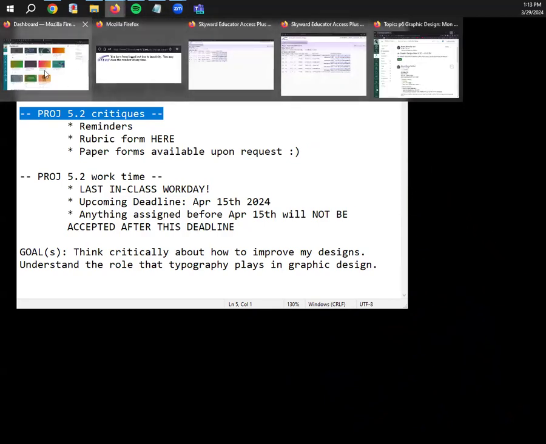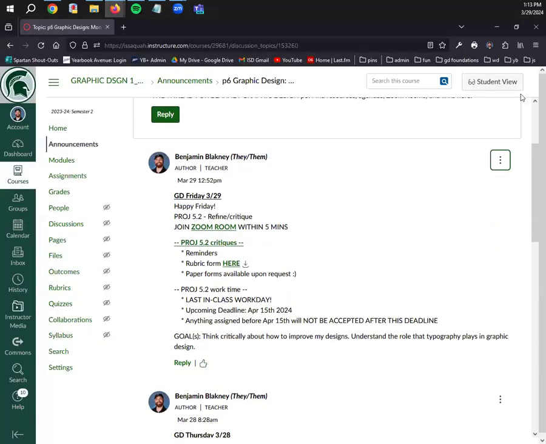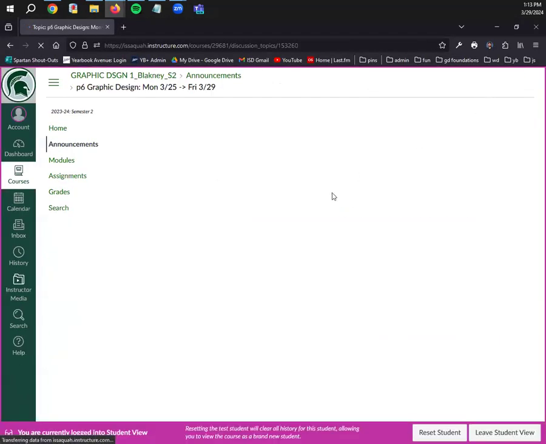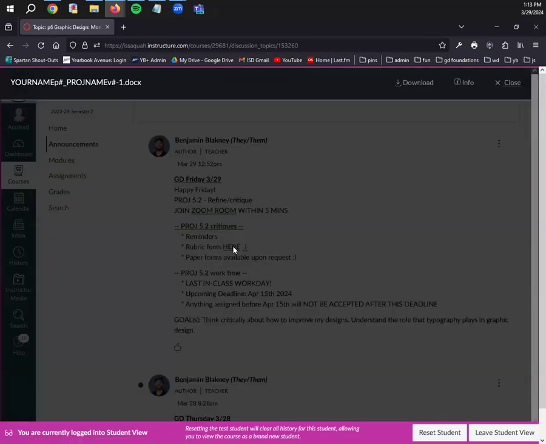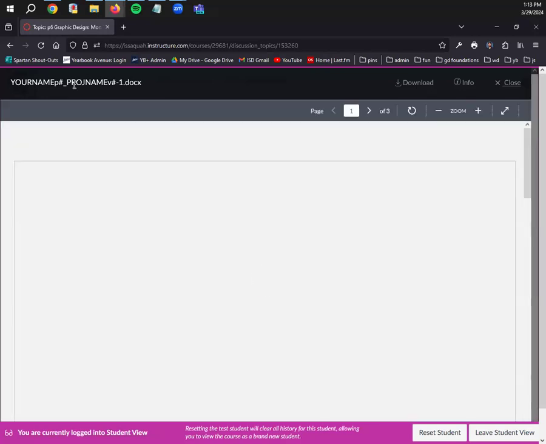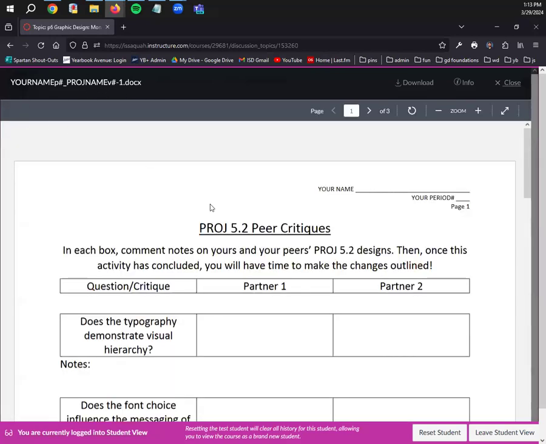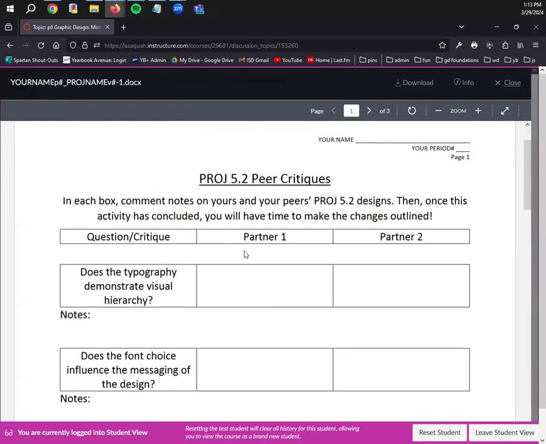Here on your thread, I have not a worksheet exactly, but it's kind of like a note-taking graphic organizer sort of situation, which is this form right here. If you go to Project 5.2 Critiques and download this form, it's got the same naming style as assignment 4.2 did. You can download it and fill it in on Word, or if you would prefer a paper copy, I have a couple left over from first period, and I can always get more if we need more.